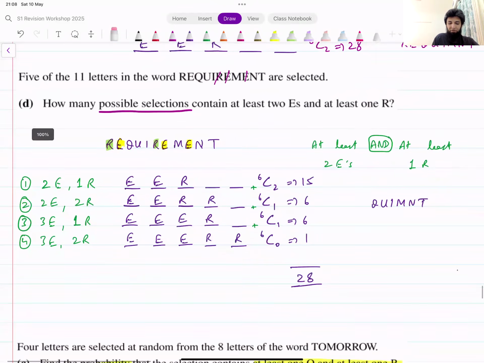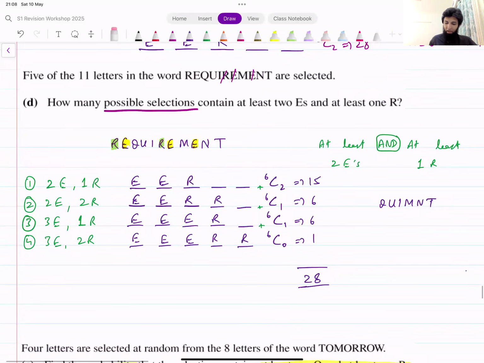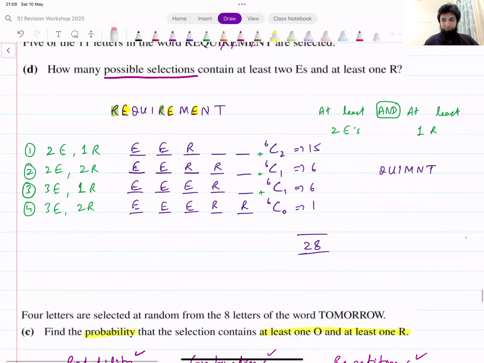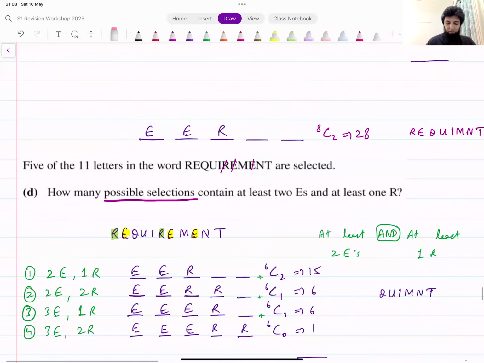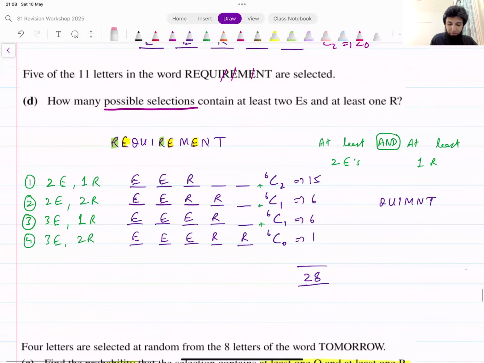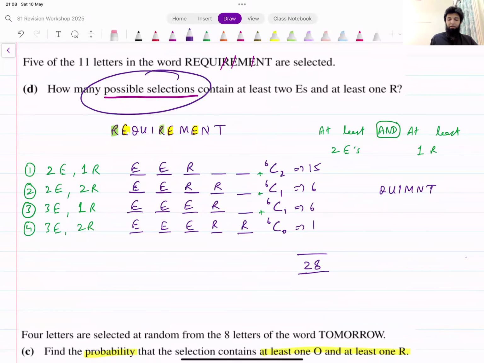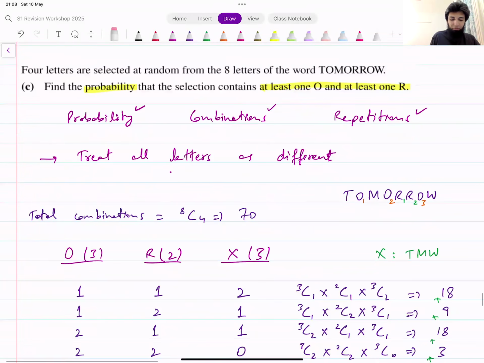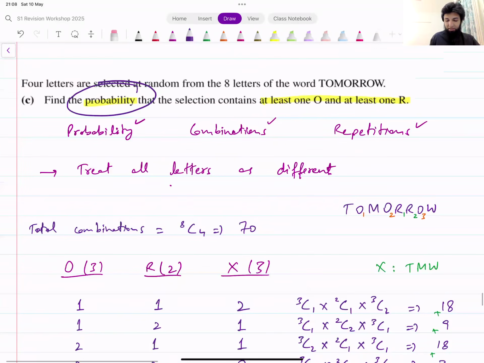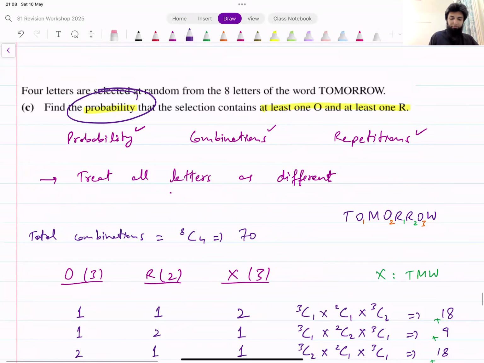You make cases for the repeated letters. Now, this is important. A very similar question, but we do it differently. In the previous case, we were talking about the number of possible selections that contain at least 2 E's and at least 1 R. Now, in this case, we're saying, find the probability that the selection contains at least 1 O and at least 1 R.